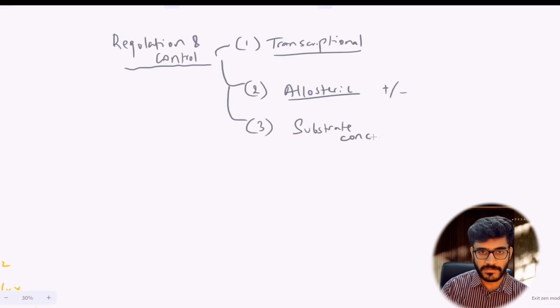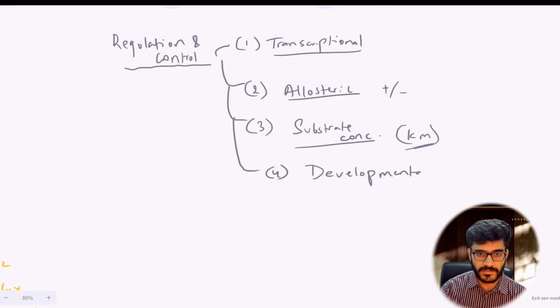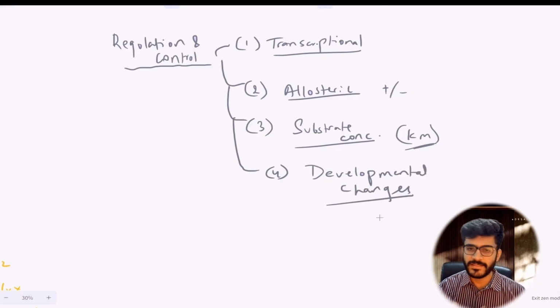The third one is substrate concentration. Now, due to varying Km values, isoenzymes react differently to changing substrate levels, and this allows tissues to prioritize glucose usage or storage. So the Km values have an effect on how the various enzymes respond to the changing substrate levels. Then there are developmental changes. Think of a baby's metabolism versus an adult's. Isoenzyme patterns change to meet these evolving needs.